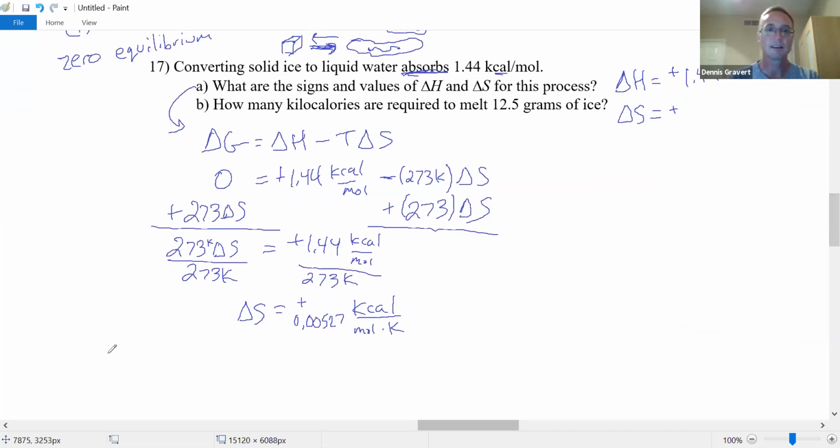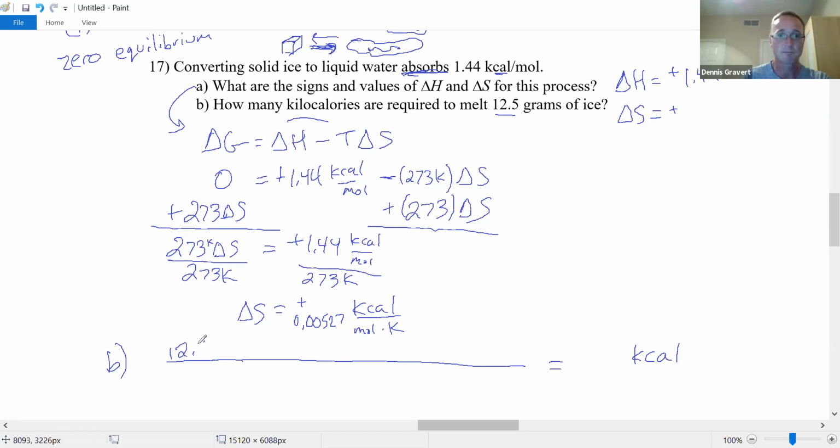Letter B. How many kilocalories are required to melt 12.5 grams of ice? Well, try dimensional analysis. What do you want? Kilocalories. Okay. Those are kcals. What are you given? Find some digits. 12.5. What are the units for that? Grams of ice. Okay, so you need to change grams of ice into kcals. Do we have a conversion factor anywhere? Yeah, right here.